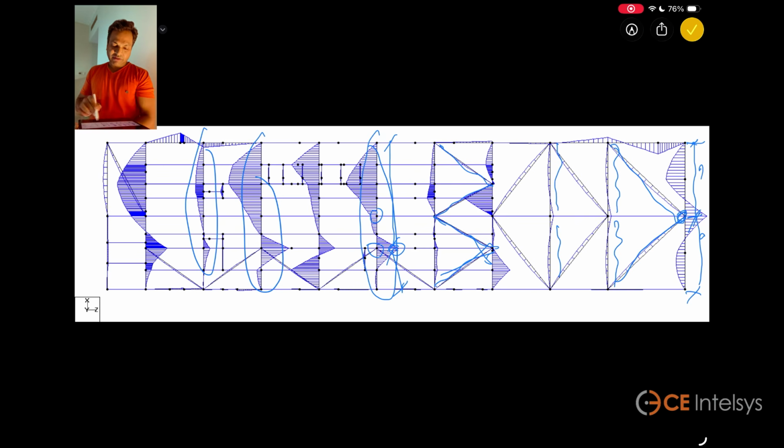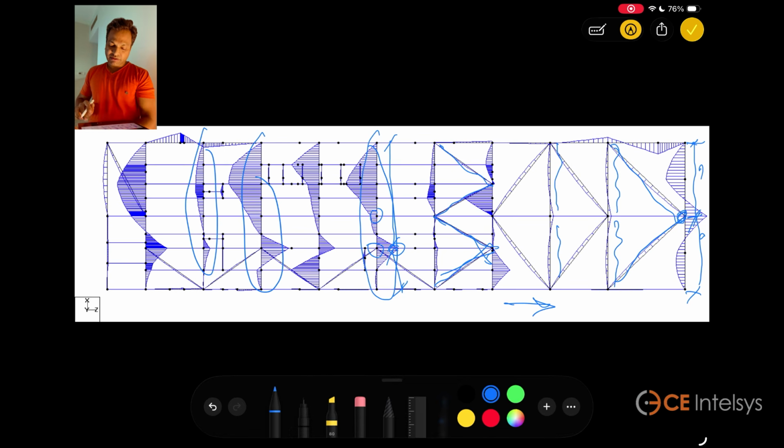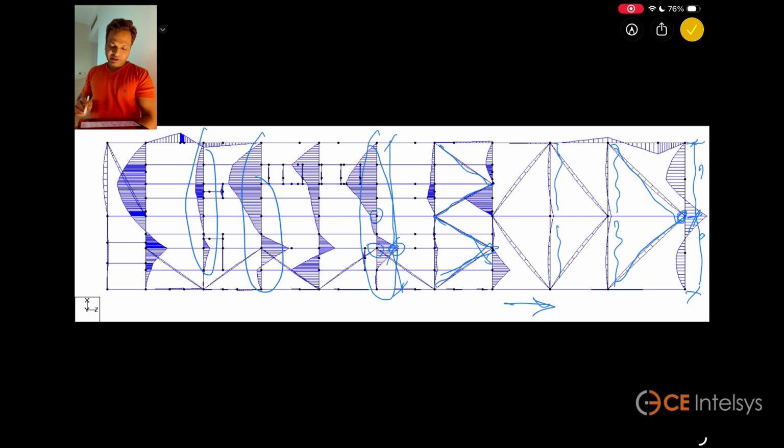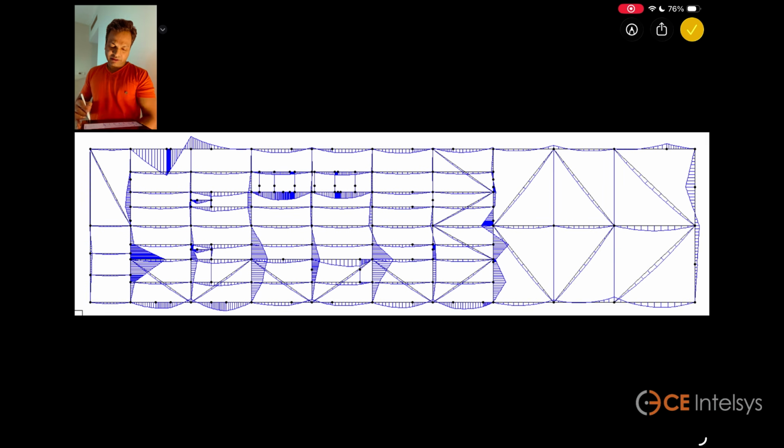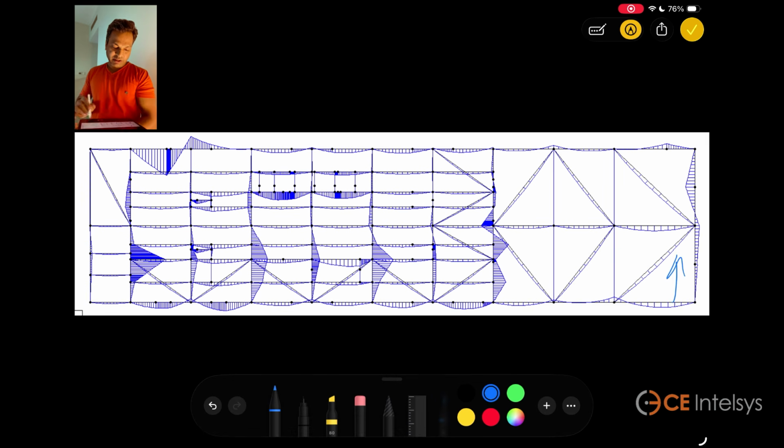Similarly, if I want to define LY for the beams which are parallel to the X direction, what is happening if I apply the self-weight in this direction and check for the bending moment pattern? This is the bending moment pattern. Here I can see the support or the kink in the bending moment diagram. So these beams are broken into these pieces.